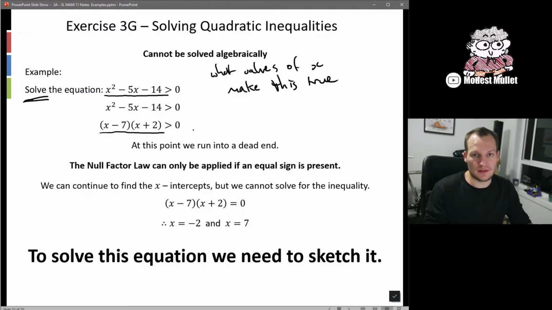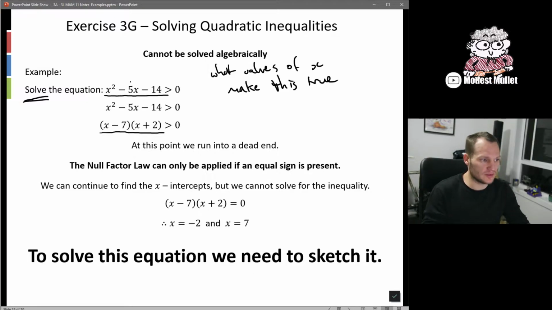We have this annoying issue here, and we just can't say x minus 7 must be greater than 0 and x plus 2 must be greater than 0. That doesn't hold true at all. So we run into a dead end. So how can we work forward from this? And it's this big highlight down here: we must sketch it.